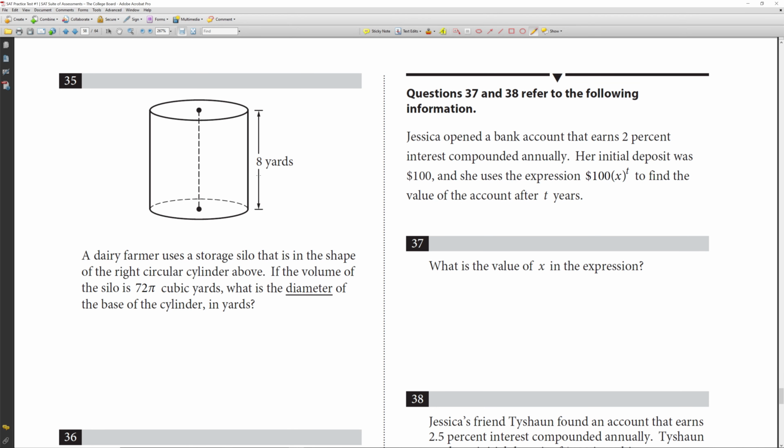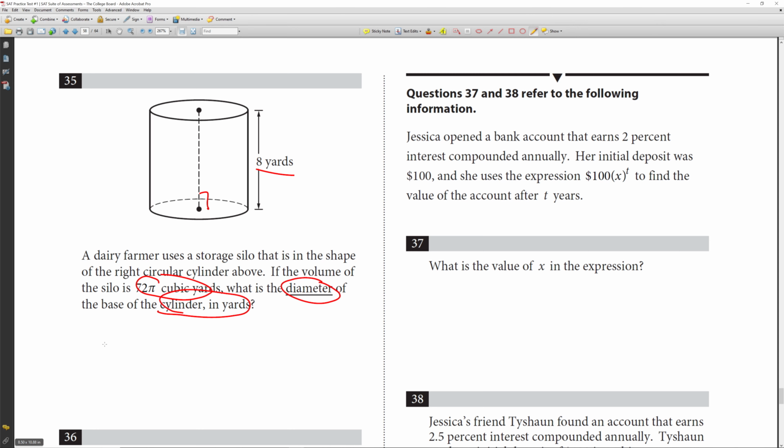It looks like a cylinder. It tells me the height of the cylinder. A dairy farmer uses a storage silo that is in the shape of a right circular cylinder above, which means there's a right angle. If the volume of the silo is 72 cubic yards, what is the diameter of the base of the cylinder in yards?